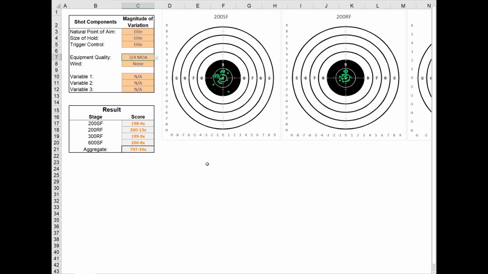What is the group size based solely on marksmanship, and what is the result based on marksmanship with the equipment added? Some people assume you need a very, very tight shooting rifle and ammo combo to shoot high power. That may be the case, but it may not be. So I used this spreadsheet to run a bunch of different shooting simulations.